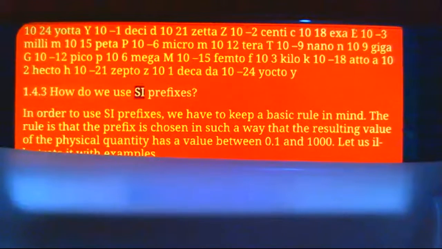1.4.3 How do we use SI prefixes? In order to use SI prefixes, we have to keep a basic rule in mind. The rule is that the prefix is chosen in such a way that the resulting value of the physical quantity has a value between 0.1 and 1000. Let us illustrate it with examples.